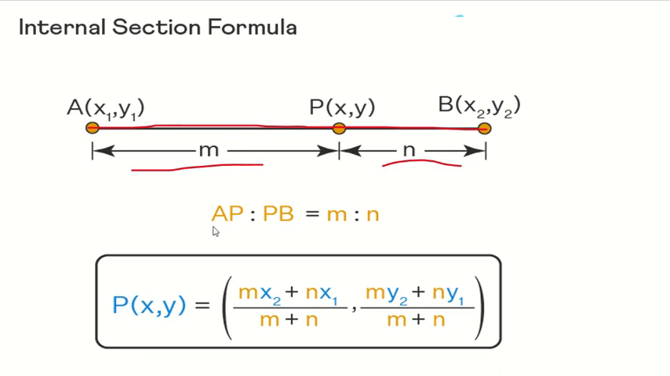So how can I write it? AP is to PB equal to M is to N. So AP is in the ratio of M, and PB in the ratio of N. So how can I find the coordinates of this point P? It's nothing but (m x2 plus n x1) by (m plus n). In the same way, m plus n is common in both denominators, so m plus n here also, and y2 plus y1 similarly. This is called the section formula. When a point is dividing a line segment, if you want to find the coordinates of the point, then you will use the section formula.